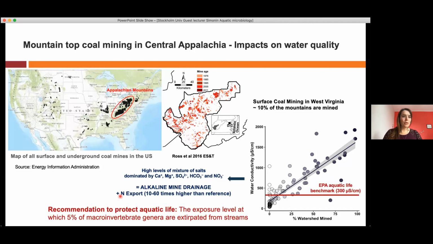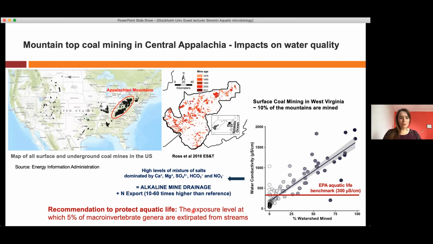So there's been some previous work to make recommendations to protect aquatic life in those streams. From the EPA, the Environmental Protection Agency in the US, to try to protect aquatic life, we should aim to be below 300 microsiemens per centimeter in terms of conductivity. And those are the streams we sampled. So you see, it's not really well respected so far. We found plenty of streams that have really high conductivity.